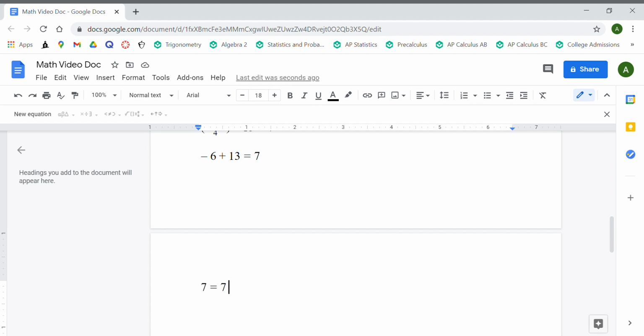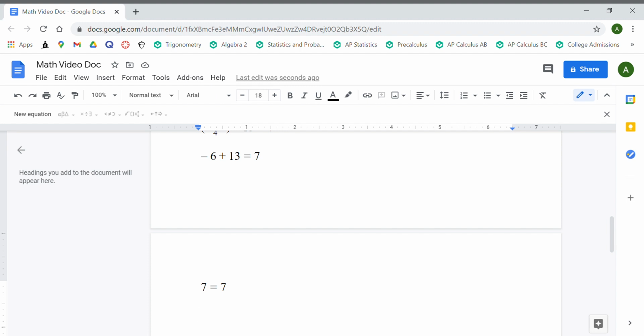Alright, so that's how you solve two-step equations. Now let's try to get more steps in. So, what are we going to do? Move here.